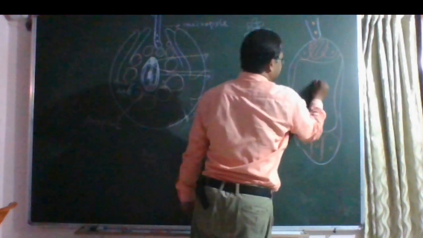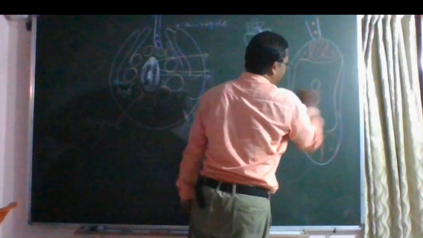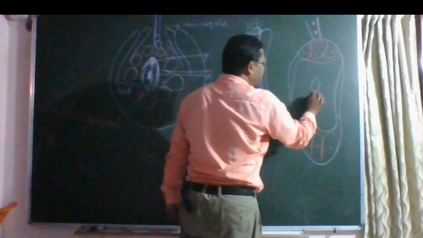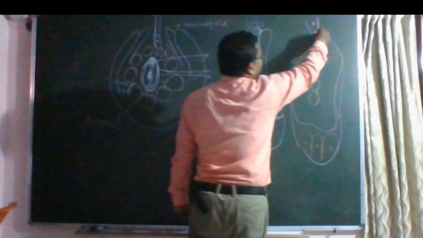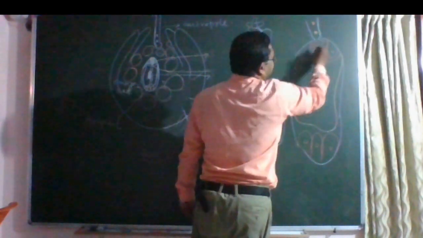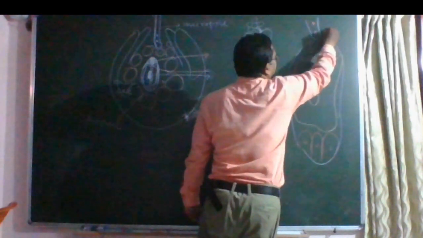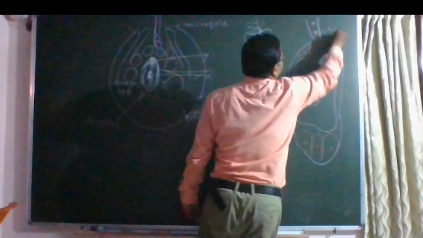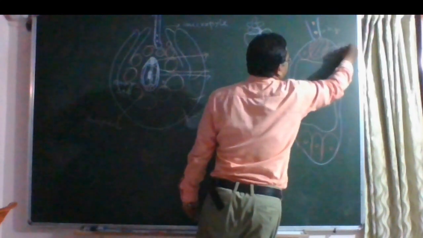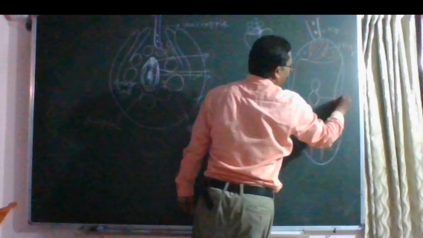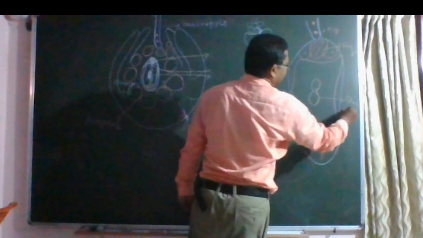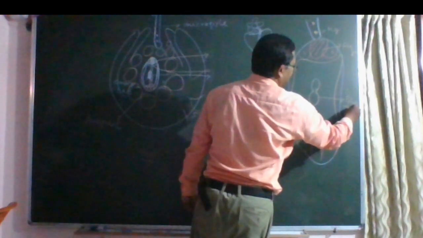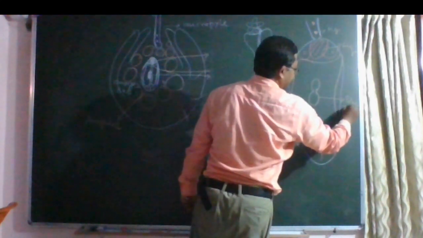The central cell contains two polar nuclei that fuse, forming a diploid structure. This is the male gamete, Mg. This is the female gamete, Fg. This is the polar nucleus.